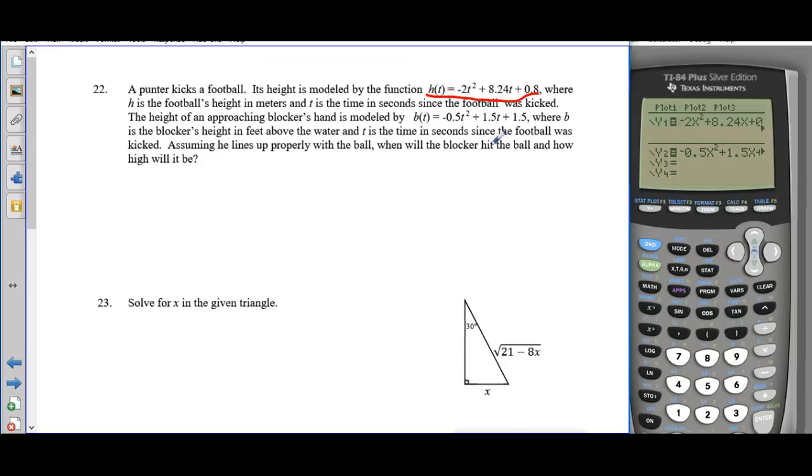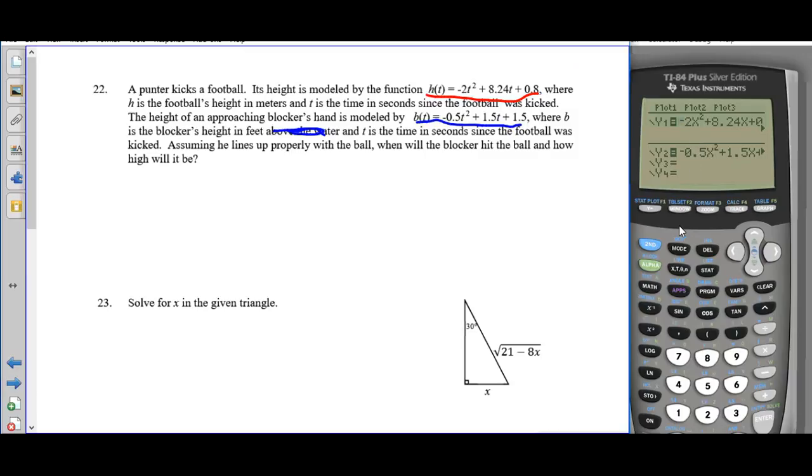The height of an approaching blocker's hand is modeled by this second equation right here, which we're calling b of t for the blocker, and it is another quadratic, where b is the blocker's height in feet, and t is the time in seconds since the football was kicked. Assuming he lines up properly with the ball, when will the blocker hit the ball, and how high will it be?